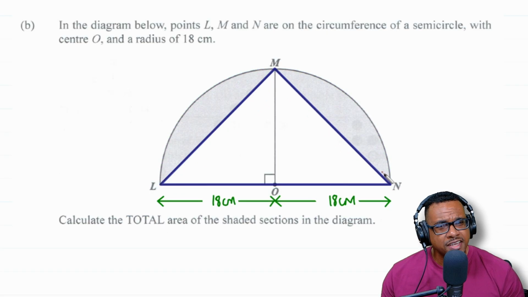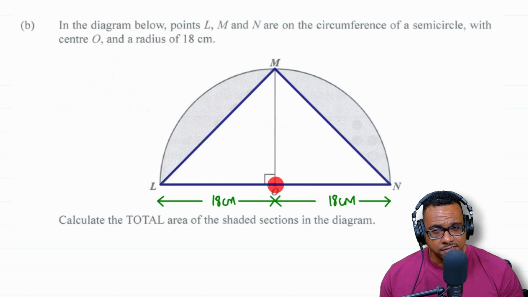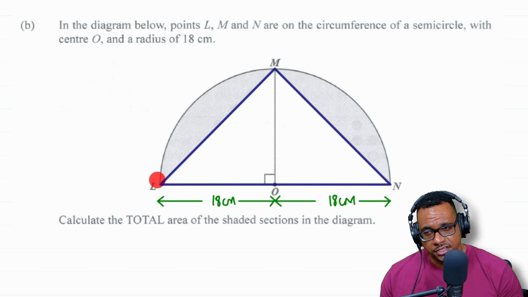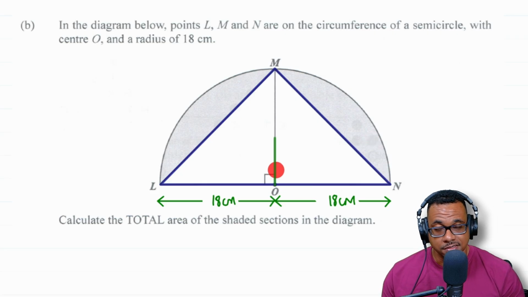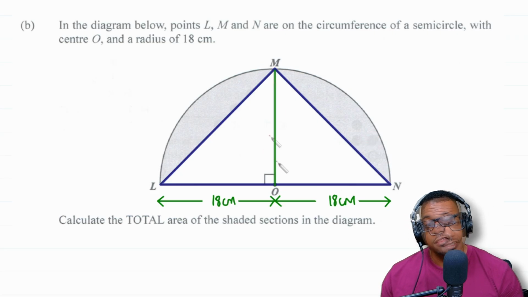Now, the important thing about this, by saying that the radius is 18 and O is the center of the circle, well, yes, from O to L is the radius and from O to N is the radius. So I have 18 here and 18 here. But remember, this is the circumference of the circle, and any distance from the center to the circumference is the radius. Therefore, from O to M is also the radius. So we also have 18 centimeters here.